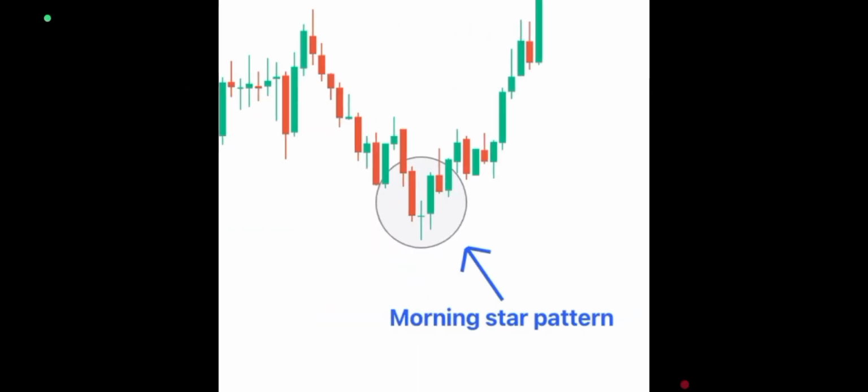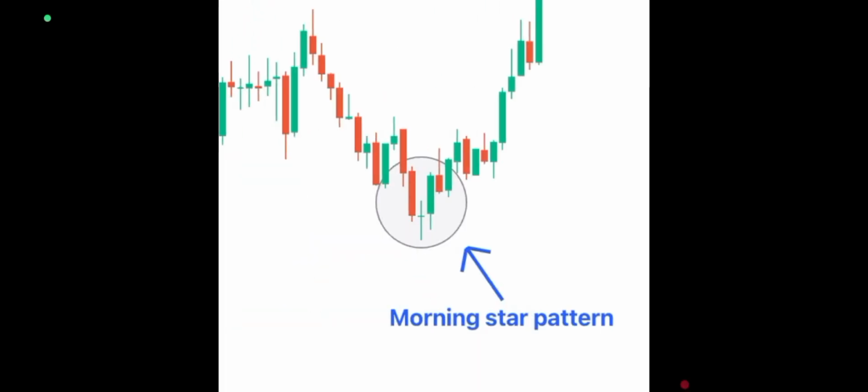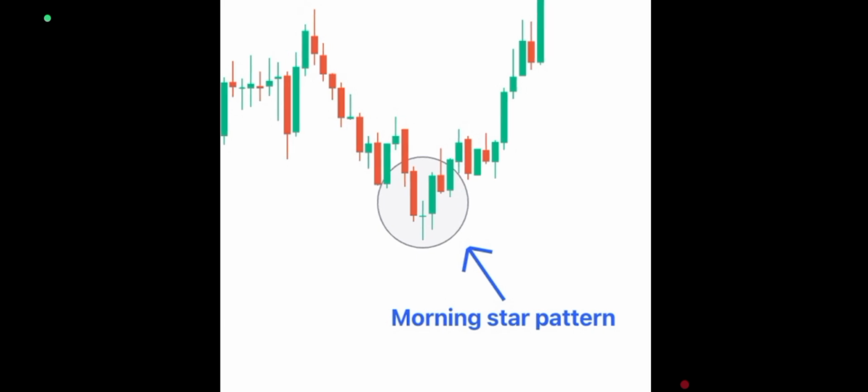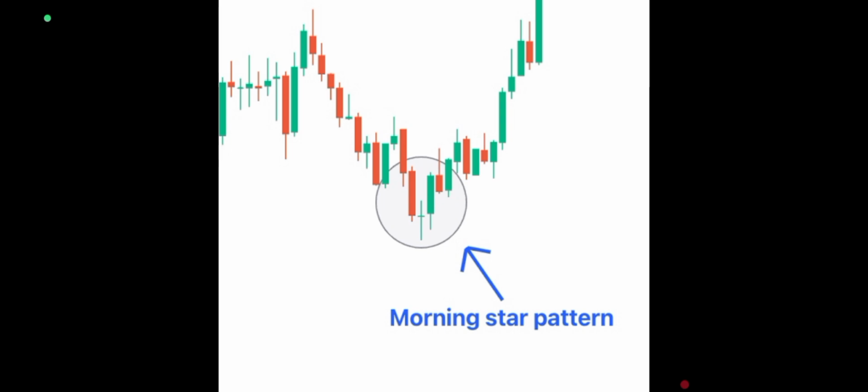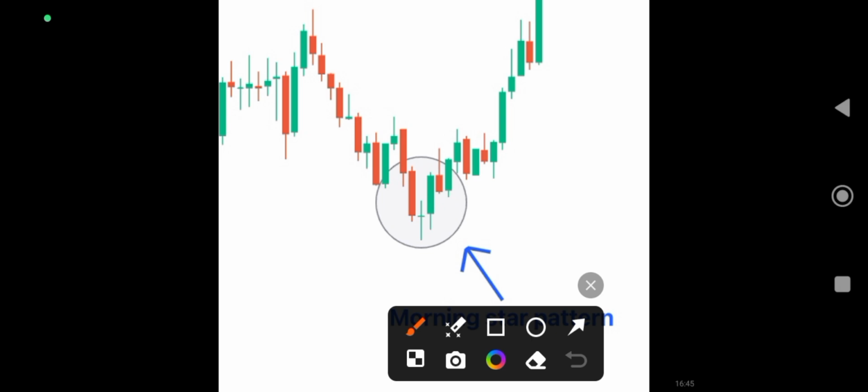Let me take that again. I said a morning star is a three-candle pattern that signals that the trade is going to go up, and this usually happens in a downtrend, signaling that the market is not going to continue in that downtrend, that it's going to reverse to the upside. For instance, if a market is still on a downtrend, this red means that the market is bearish.